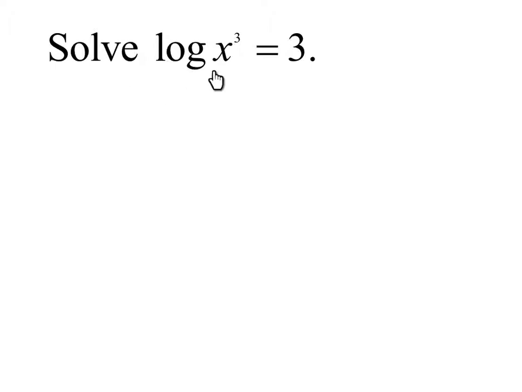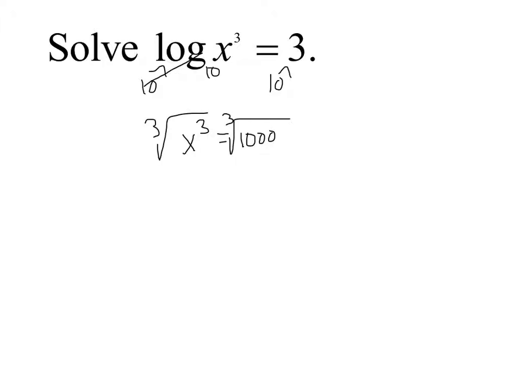Okay, solve log of x to the third equals 3. We don't have two log functions. So what is the base of this log? Remember, when it's not there, it's 10. So what you need to do is 10 to this power, 10 to this power, because these cancel each other out, so you have x to the third, and 10 to the third, 1,000. Cube root it, and you get x equals 10. You cannot use the power rule on this.